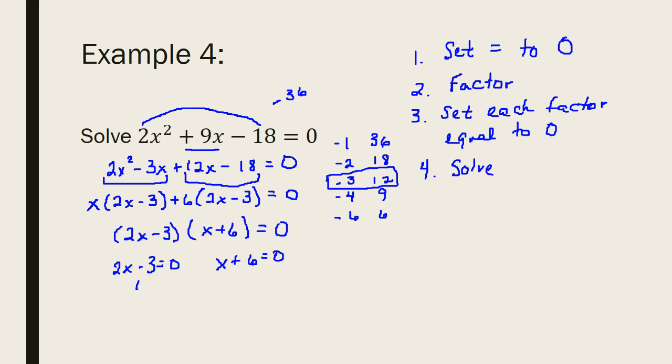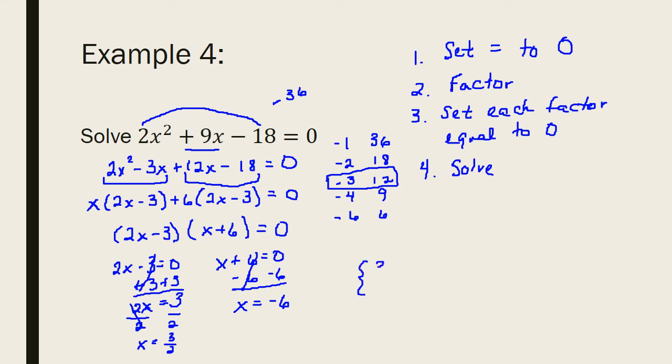So right here I'm going to add 3 to both sides, and that gives you 2x equals 3. Divide by 2, and that gives us x equals 3 over 2. Right here I'm going to subtract 6 on both sides, and I get x equals negative 6. So our two answers here are 3 over 2 and negative 6.